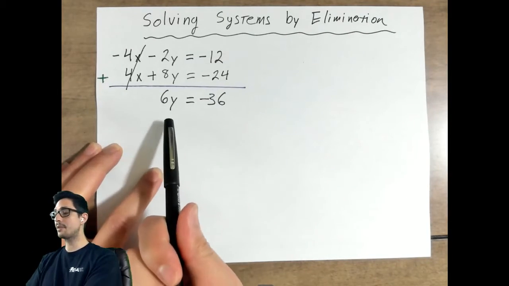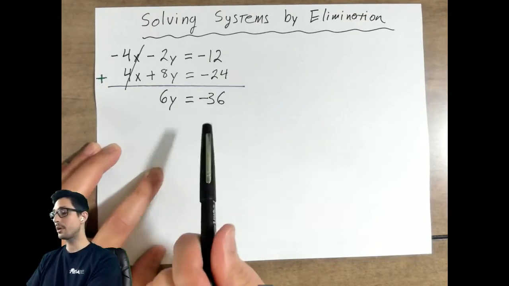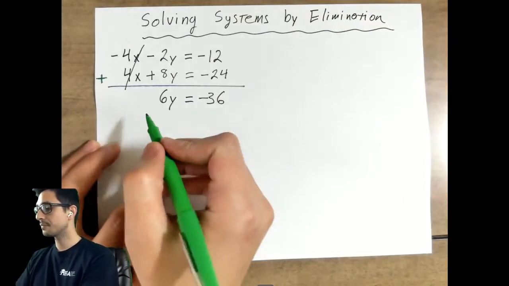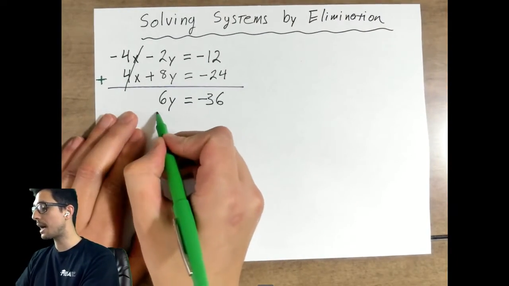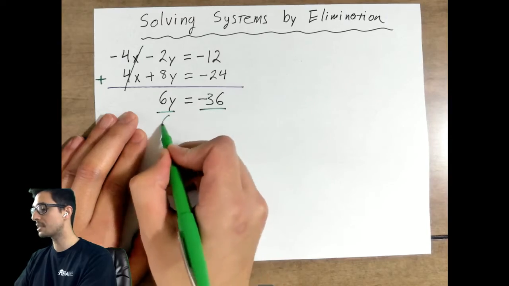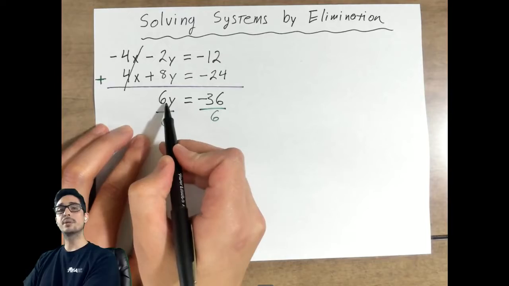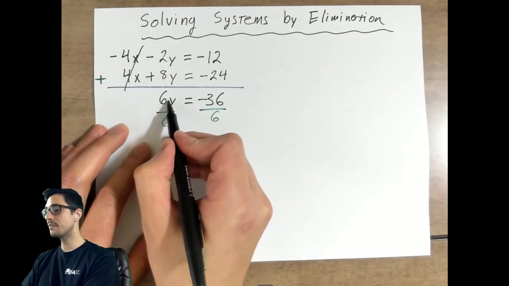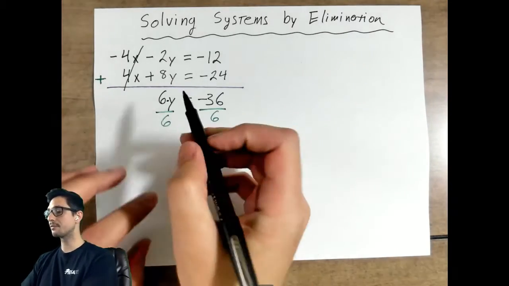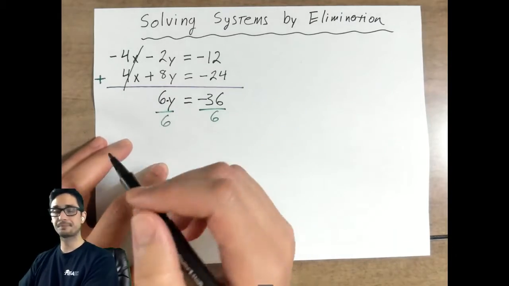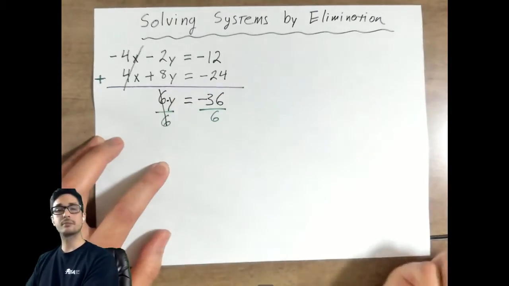And check it out. Now we just have a one-step linear equation. All we have to do is get y by itself. I'm going to divide both sides by 6. The reason I'm dividing is because the 6 and the y are being multiplied to each other, so the inverse, the opposite of multiplying, is dividing, right? And so the 6 is canceled.